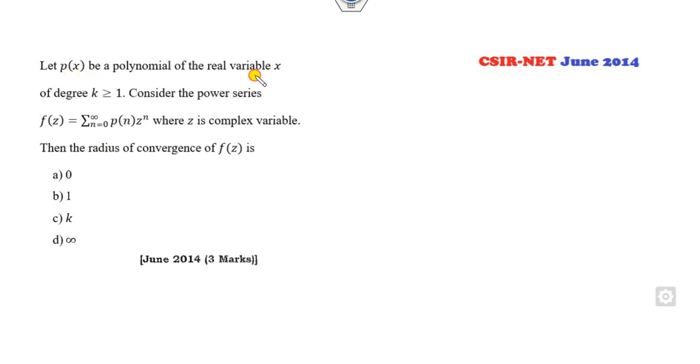Let p of x be a polynomial of the real variable x with degree k, where k is greater than or equal to 1. So I can choose the value of k. If I choose k equal to 1, but look at the options, this value is also 1, then you are unable to distinguish between them. So I can choose k as 2, then this value will be 2, and you can distinguish them. Consider the power series p of n. I consider k as 2, so it means p of n is a polynomial of degree 2.